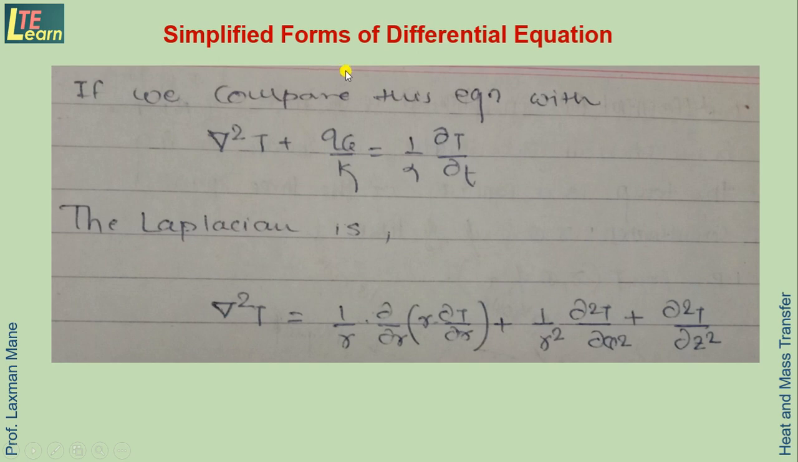For a simplified form, we compare this equation with the Laplace operator equation. Here we find del square T is 1 upon r, del by del r of r del T by del r, plus 1 upon r square del square T by del theta square, plus del square T by del z square. The first quantity is along the radius direction, the second is along the circular direction, meaning angle theta, and this is the quantity along the z direction.